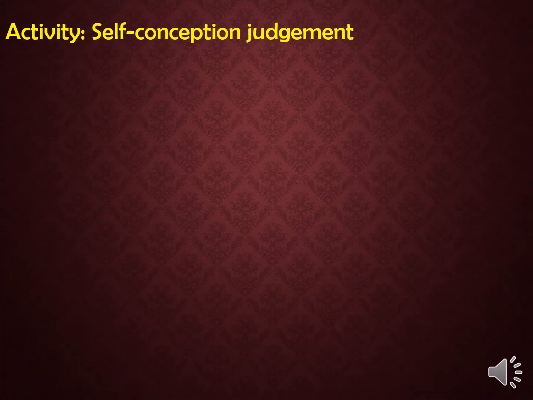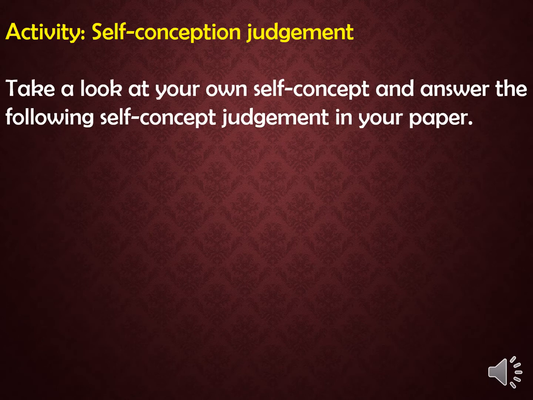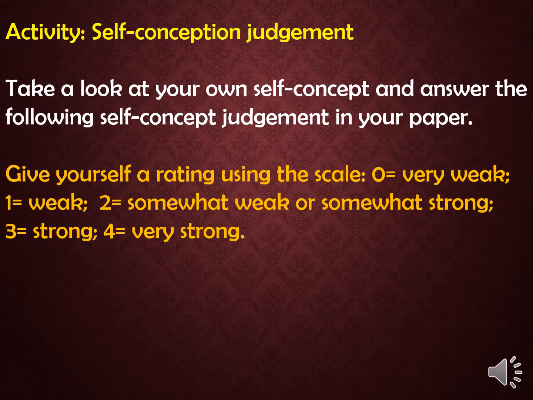Let's have an activity. Self-conception judgment. Take a look at your own self-concept and answer the following self-concept judgment in your paper. Give yourself a rating using the scale. 0 is equal to very weak, 1 is equal to weak, 2 is equal to somewhat weak or somewhat strong. 3 is strong, and number 4 is equal to very strong.